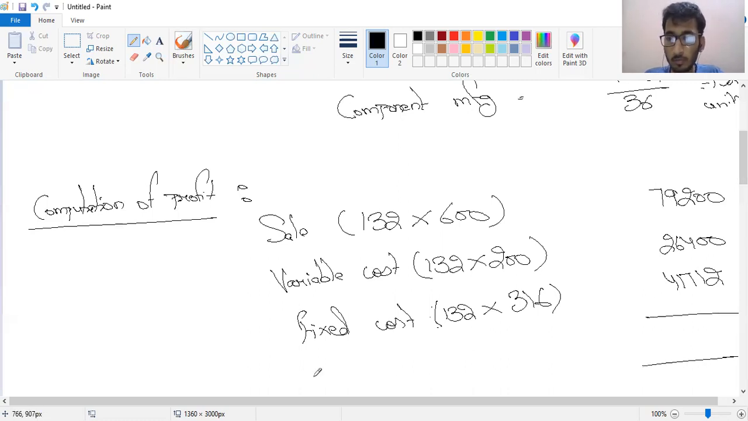So profit: 79200 minus 26,400 minus 41712. It is 11088.